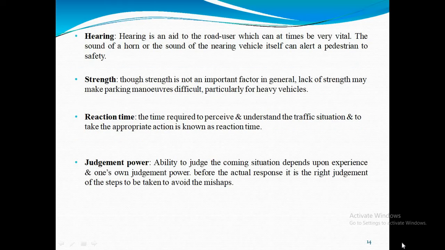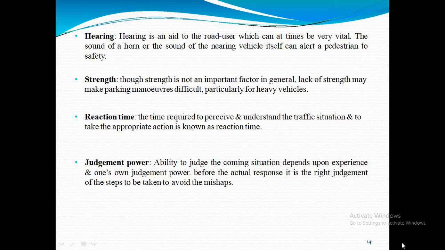So some of the things are there. Hearing is a very important point in this condition. The road user should hear the vehicular sounds, be alert, and move into a safe condition. The sound of the horn or the sound of a nearby vehicle itself can alert a pedestrian to safety. So we need to hear all those things.